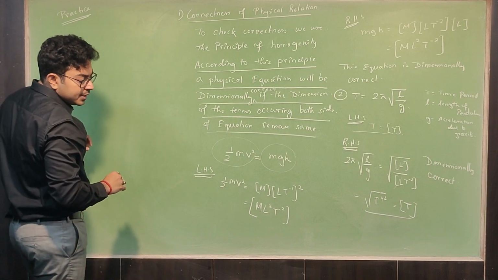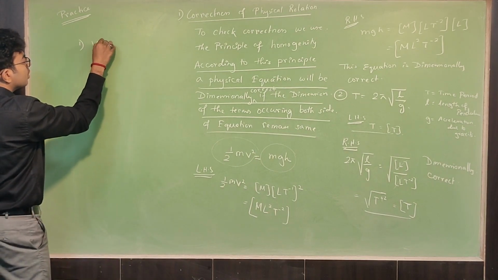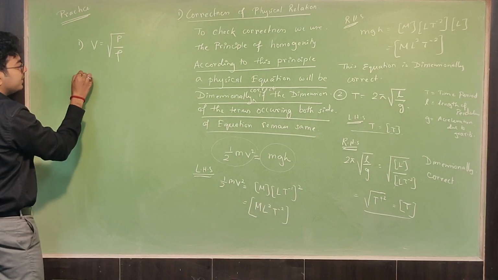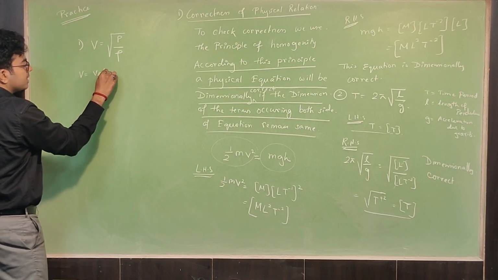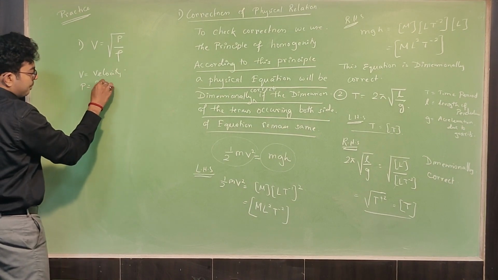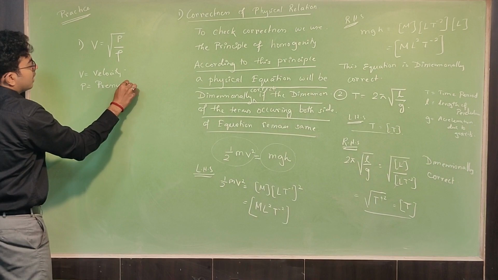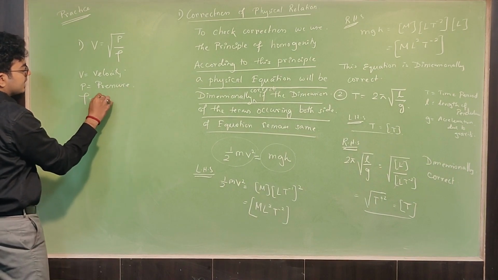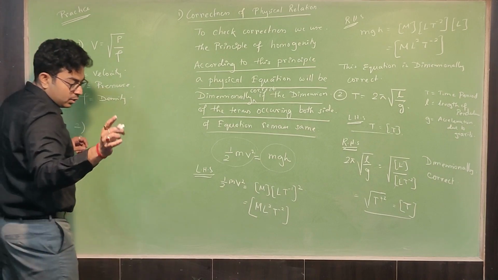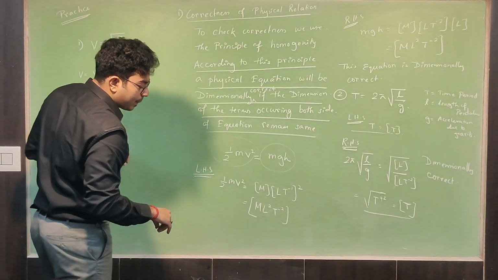It will be V is equal to root over P by rho. This V is velocity, P is pressure and rho is density. Find out whether it is dimensionally correct or not.